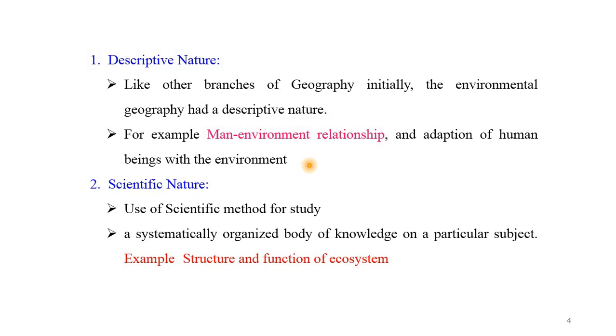But after 1980, there was a change in the nature of environmental geography. It shifted from descriptive nature to scientific nature, especially after 1980. Like other branches of science, various scientific methods have been used to study the subject. Most of the topics of this subject are studied very scientifically.